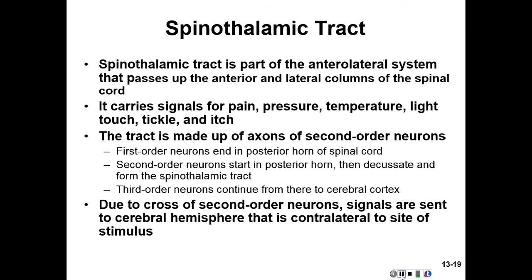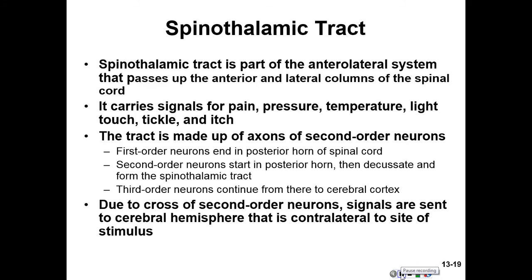Alright, let's look at the spinothalamic tract. Here, you have anterior and lateral portions that pass up the anterior and the lateral side of the spinal cord. The spinothalamic tract deals with sensations such as hot, cold, light touch, tickle or itch, pain, and pressure. The tract is made up of axons of second order neurons that form a synapse with the first order neurons coming in from the periphery and synapsing in the spinal cord.